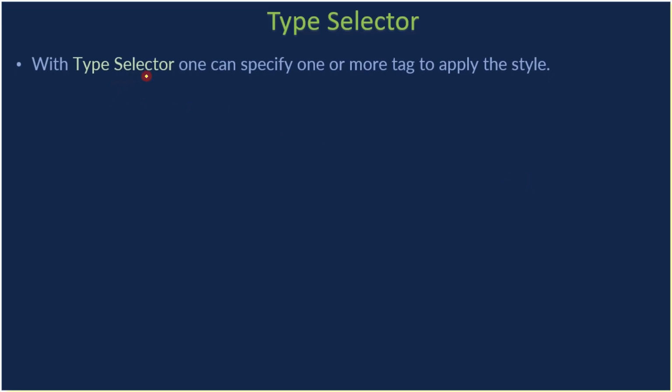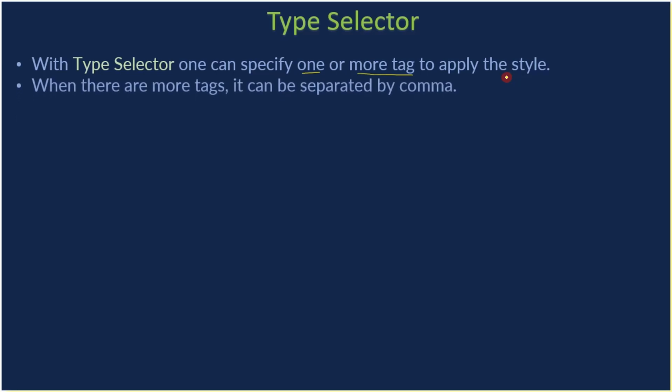So with the type selector, one can specify one or more tags to apply the style. The universal selector, which we saw in the previous video, selected all the HTML elements. With the type selector, you can specify which tag to select. When there are more tags, they can be separated by comma.